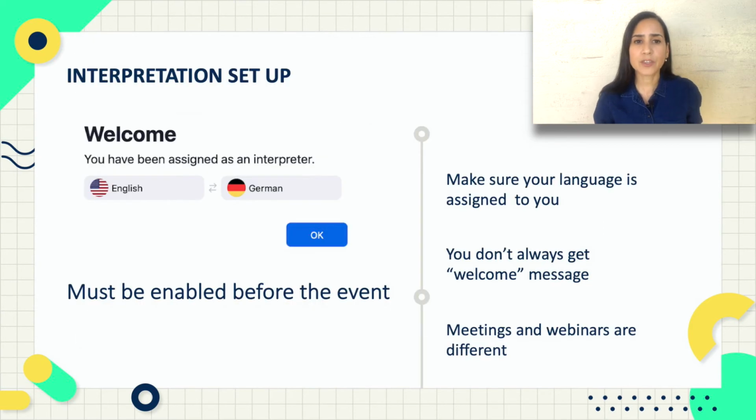The interpreting feature has to be enabled prior to the event, but once you are at the event, make sure your language is actually assigned to you. Depending on whether the event was set up as a webinar or meeting, you may or may not get the "Welcome, you have been assigned as an interpreter" message upon logging in. By the way, I noticed that some features are slightly different depending on whether the event was set up as a webinar or as a meeting, so keep that in mind.